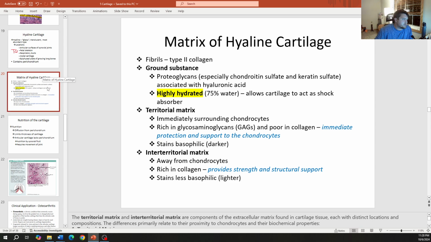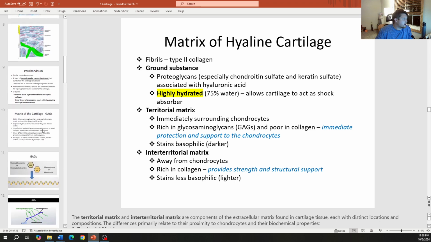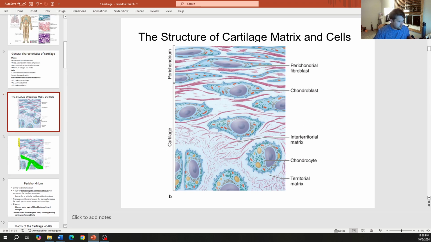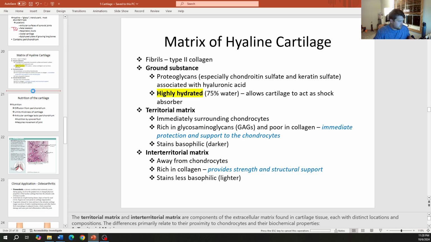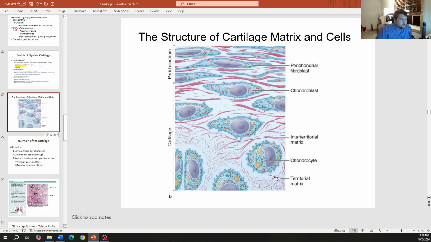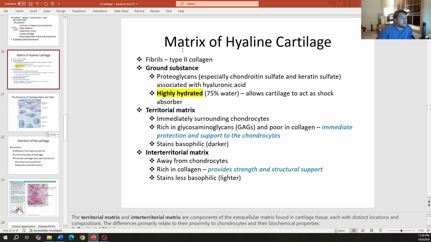Looking at the matrix of hyaline cartilage, I'm going to go back up here and pull this photo again right here. So in between all of this stuff, we have what's called interterritorial matrix and territorial matrix. So that's what we're going to be looking at right here. Within the matrix of hyaline cartilage, before we get to those two matrices, there are fibrils. There are type 2 collagen fibrils. There's a bunch of ground substance, which includes those proteoglycans, and a bunch of that water, keeping it highly hydrated.